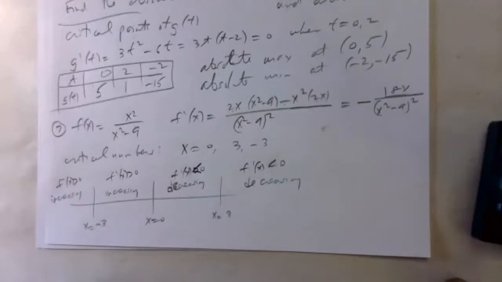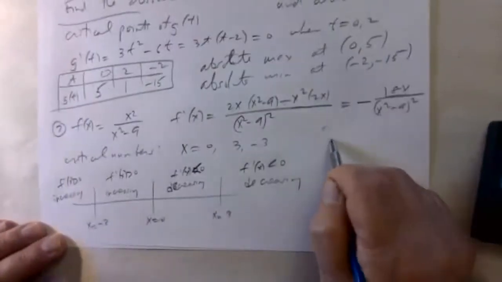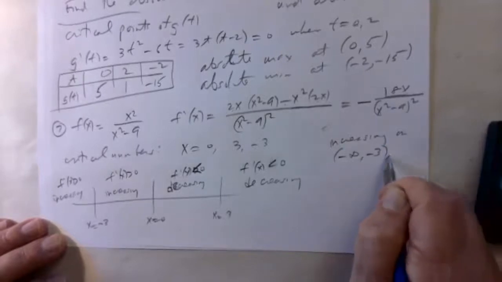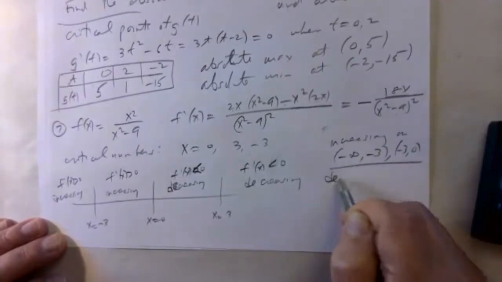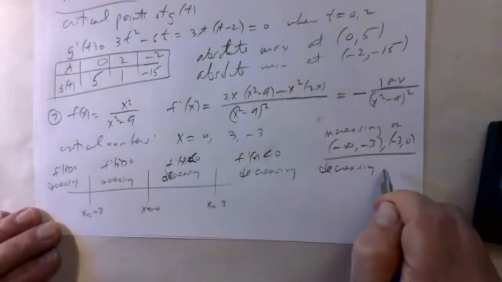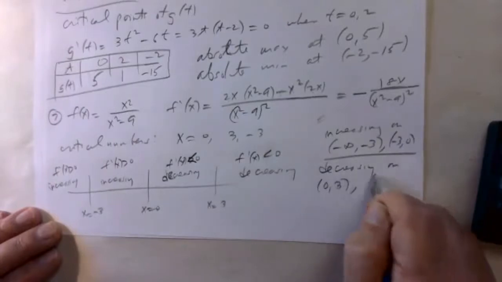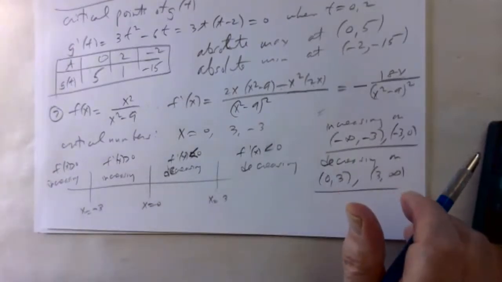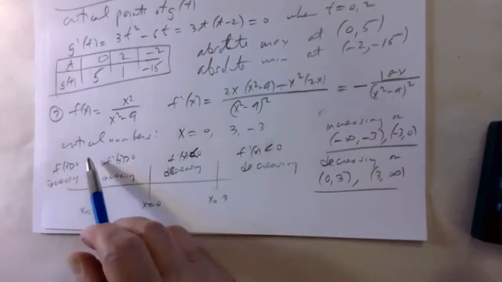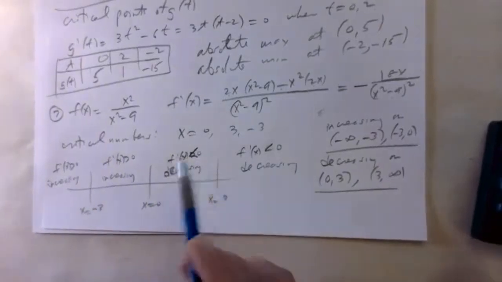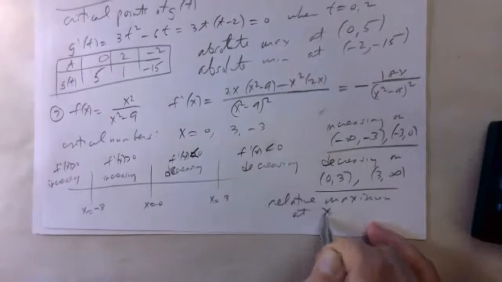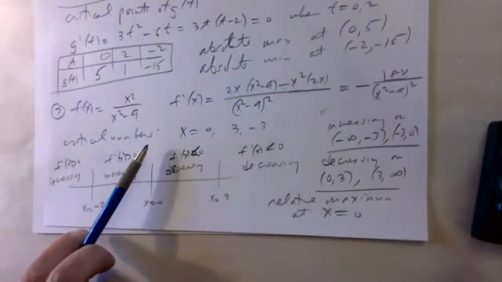So the open intervals in which the function is increasing are minus infinity to minus 3 and minus 3 to 0. The function is decreasing on the interval from 0 to 3 and 3 to infinity. Where are the relative extrema? Function is increasing, increasing. Now it's decreasing and decreasing. So there's a relative maximum at x equals 0, because the function is increasing and then it's decreasing.